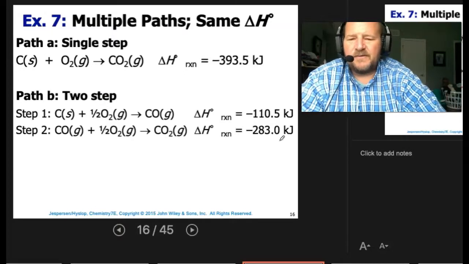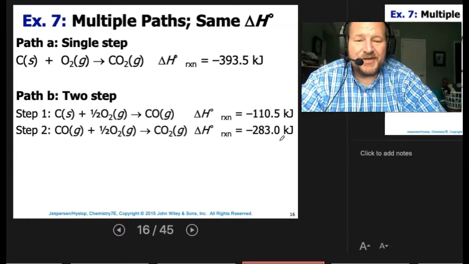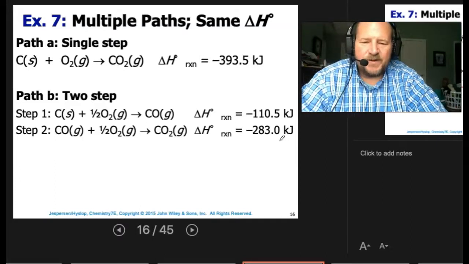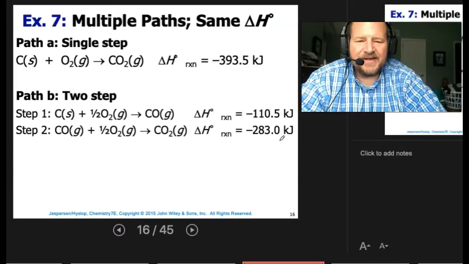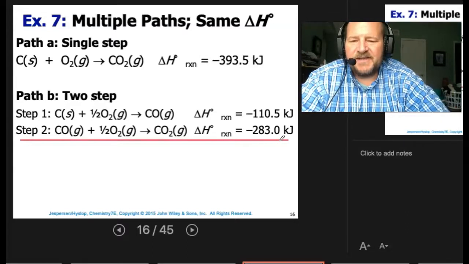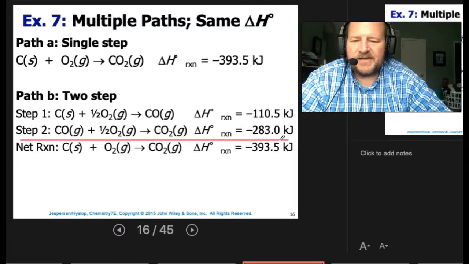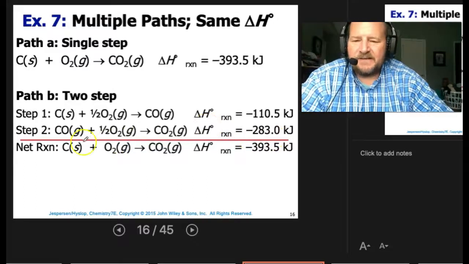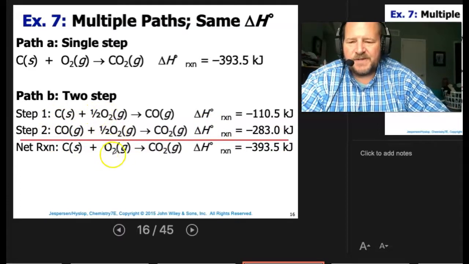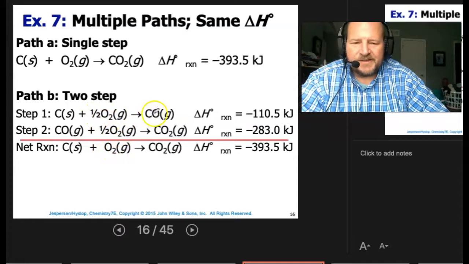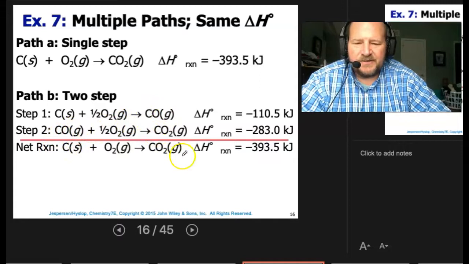We're going to take carbon, we're going to mix it with half of an oxygen to produce CO. Then we're going to take that CO and add another half of an oxygen and get CO2. The delta H for the first reaction is negative 110. The delta H for the second reaction is negative 283. If I sum these up, right, then remember before how we were doing ionic compounds, things would cancel out. That's what I'm going to do here. I have C plus a half of an oxygen and a half of an oxygen gives me a whole oxygen. I have CO on this side and I have CO on that side. They're going to cancel out, and so my product's going to be CO2.